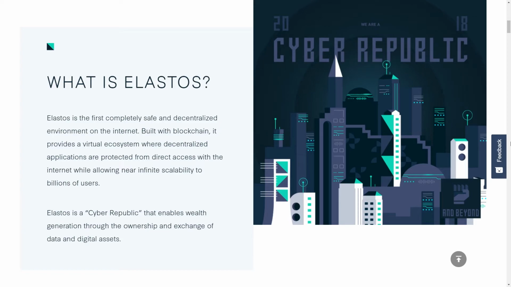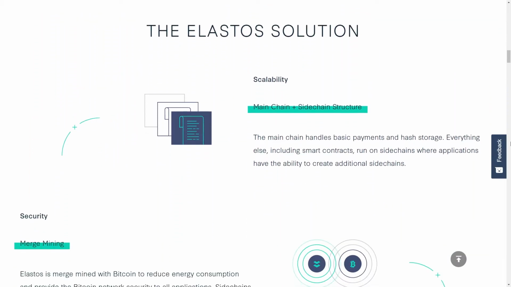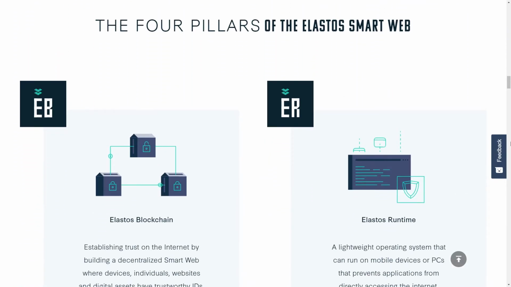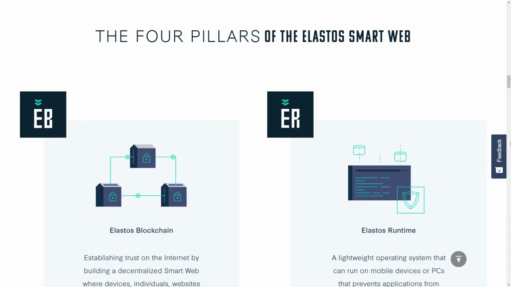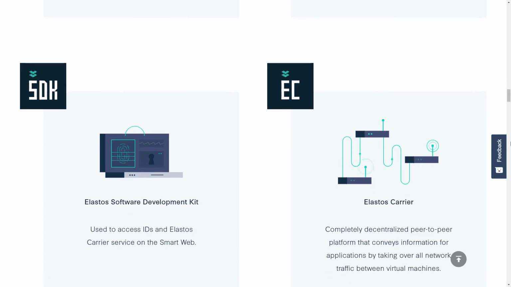Now that is an upside. Elastos really focuses on the technical side of things. So let's go on to the four main parts of the Elastos Smart Web: the Elastos blockchain, the Elastos runtime, the Elastos software development kit, and the Elastos carrier.